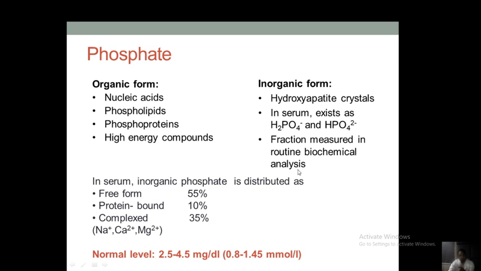I told you about the machine which works by potentiometry. If you want to analyze the free form of phosphate or calcium, you have to do it by potentiometry. In serum, inorganic phosphate is distributed as 55% free form, 10% bonded form, and 35% complex form. Okay.